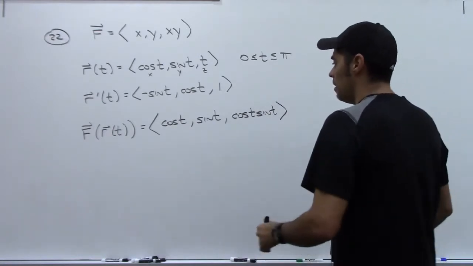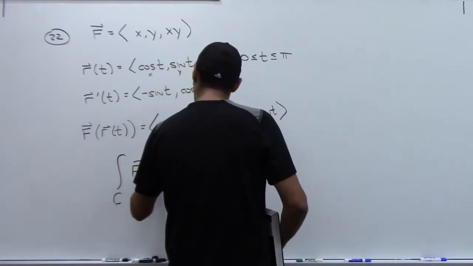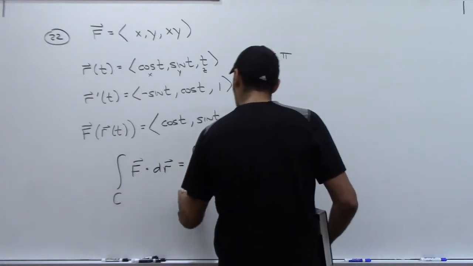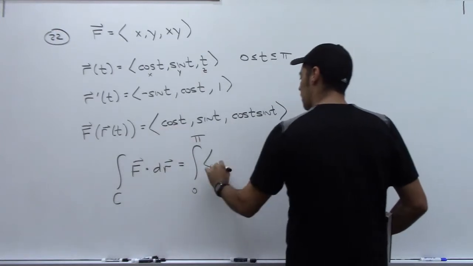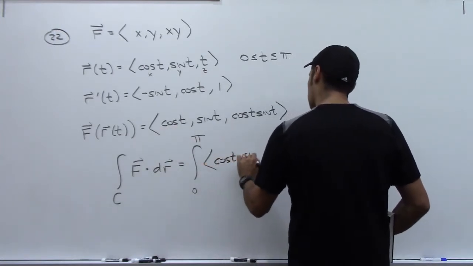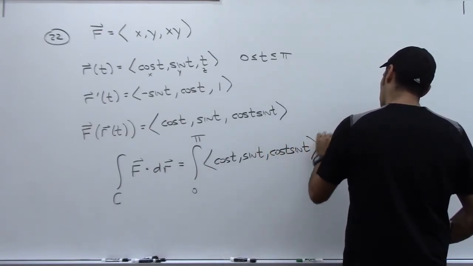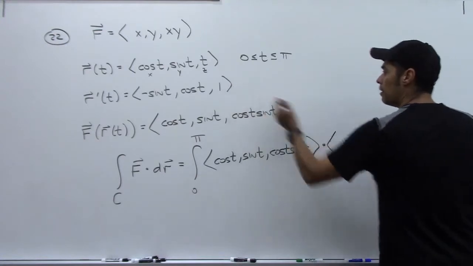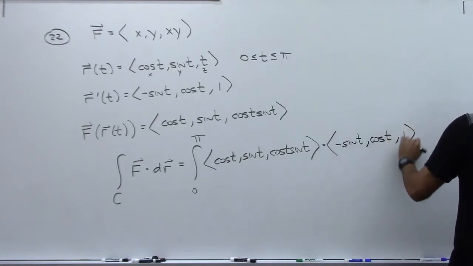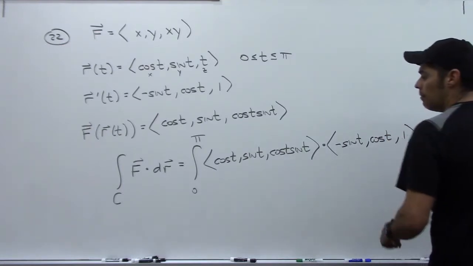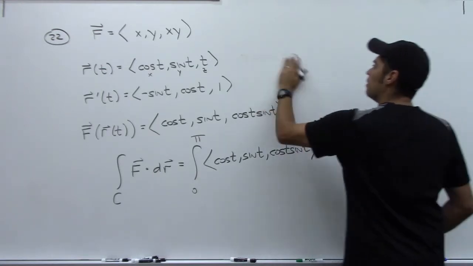All right. So I'm ready to set up the integral. The integral over c of f dot dr is equal to the integral from 0 to pi of the dot product of this right here, cosine t, sine t, cosine t times sine t, dot that with the derivative right here. So negative sine t, cosine t, and 1 dt.